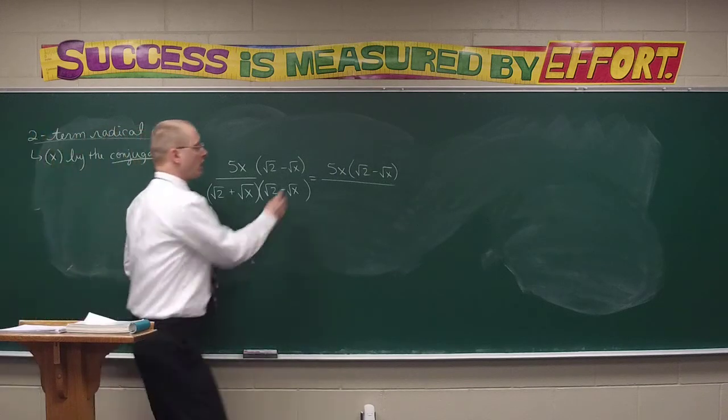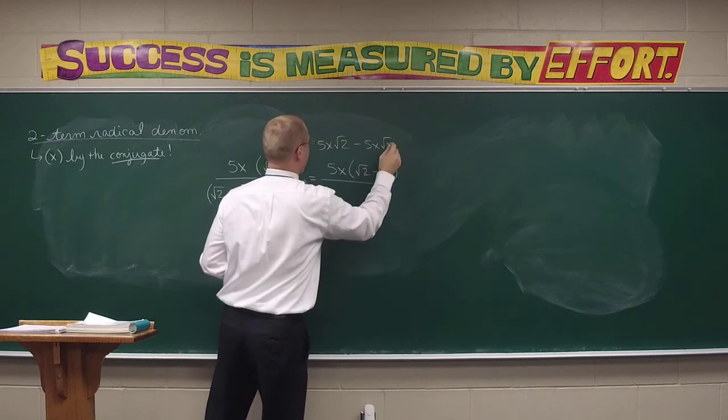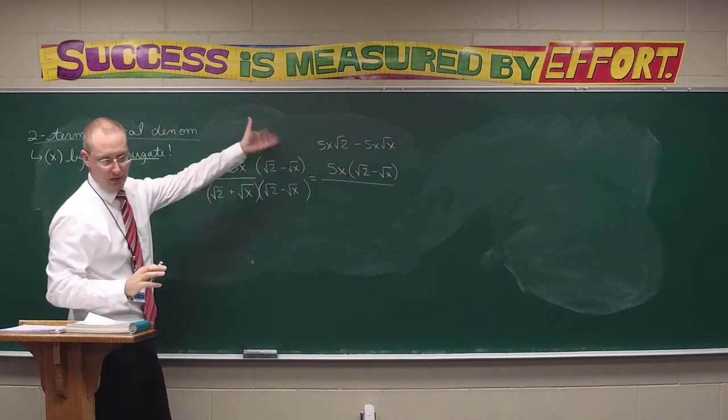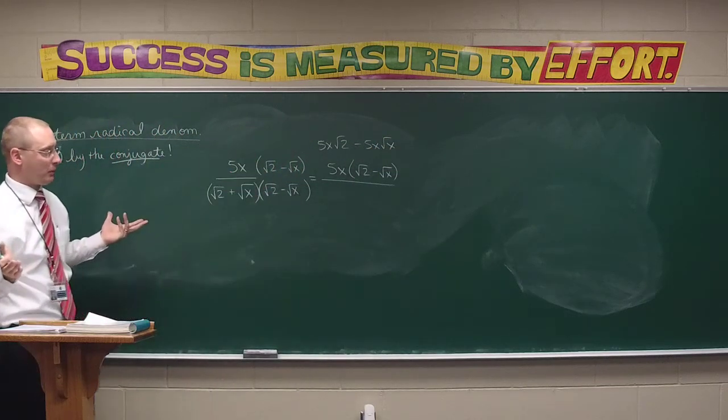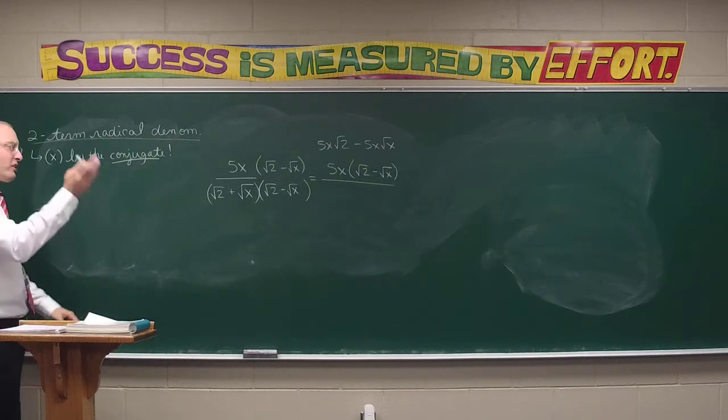Would it be wrong to say 5x times the square root of 2 minus 5x times the square root of x? No, either one's fine. And in this one, we're not going to be able to reduce anything anyway, so it's definitely not a problem. All right, what about the denominator, though?